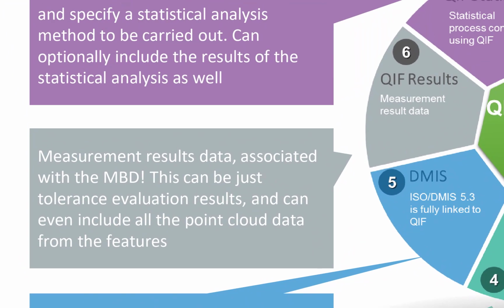Number 6 is a really big one. So that's QIF results. QIF results basically gives you the ability to capture measurement results information for all the characteristics on your model for all the different serial numbers, all the different components that you've measured. So this is actual as-built information related to your model.